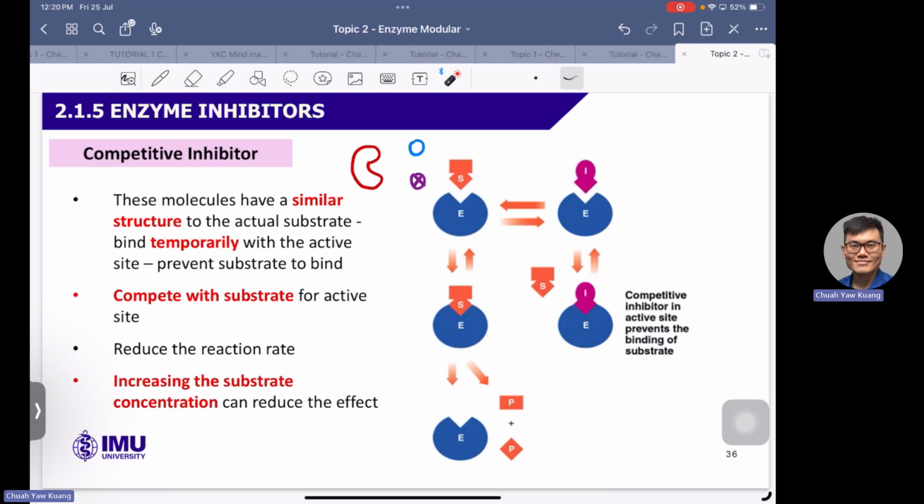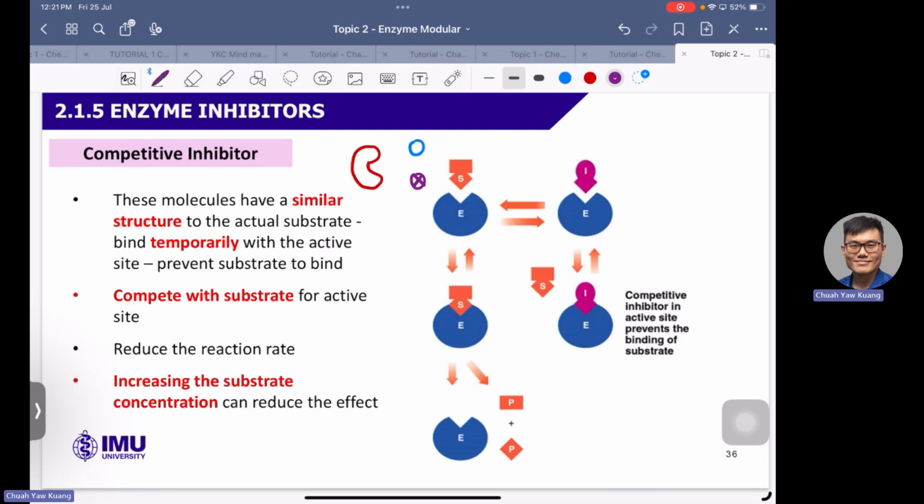Okay, they will compete for the active site. But this effect of inhibition by the competitive inhibitor can be reduced by increasing the substrate concentration, and eventually goes back to the maximum rate of reaction. How come increasing the substrate concentration can reverse the inhibition by this competitive inhibitor? Well, it's all by chance, right? Yeah, it's all by chance.